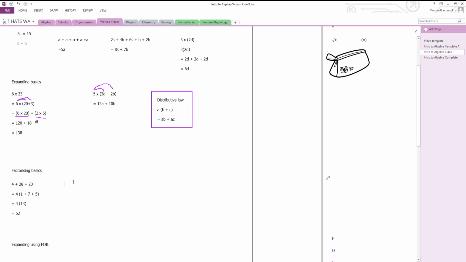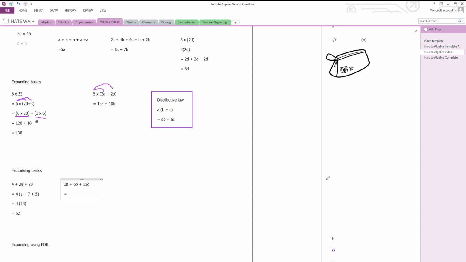Factorising can make things a lot easier when you have more complex problems. So this one might have been easier to do just adding, but as you get to more complex problems and as you get to use algebra, it can become a lot more tricky, and so factorising becomes necessary. So let's say we have 3a plus 6b plus 15c.